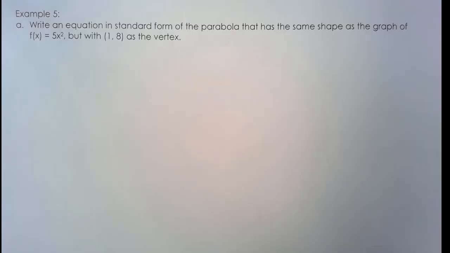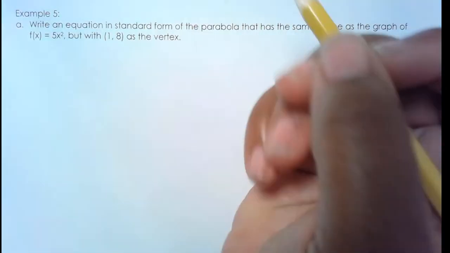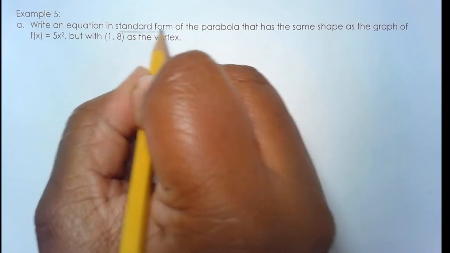Write an equation in standard form of the parabola that has the same shape as the graph of f of x is equal to 5x squared, but with 1, 8 as the vertex. Okay, so this is telling us that it says write the equation in standard form.